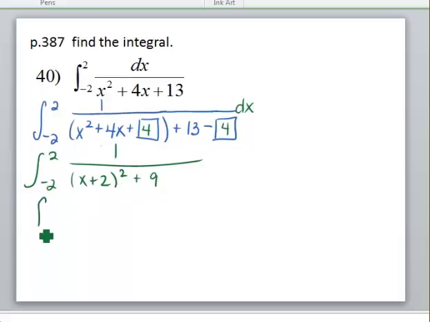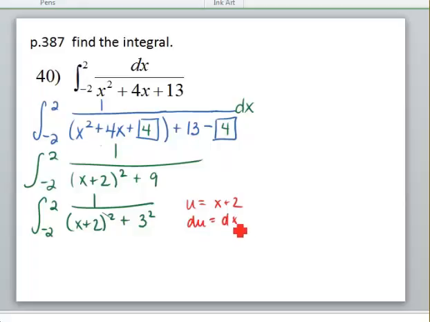Now this is looking more like an arctangent because I have something squared, an x plus 2 squared, plus a number squared, a squared. So I can make my u be x plus 2, and my du would be just dx. I'm going to go back up here and put some dx's on these. So I'm going to rewrite this.